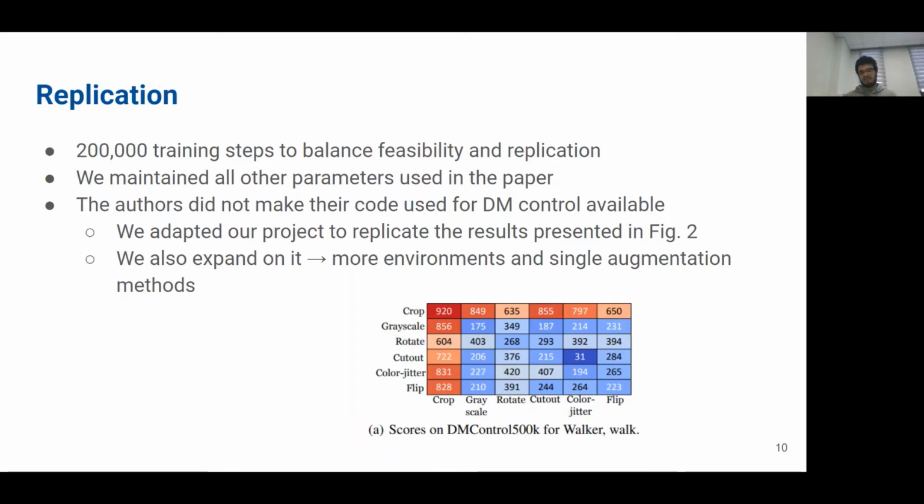In figure 2, they present combinations of 2 augmentations in order to see how much each one of them contributes to the learning of the RL agent. So we decided to expand on this, because they only report results for the walker environment. We are expanding it to 3 other environments, as I mentioned before, so we are using 4. And we are also testing to see how the rewards evolve when we're using only 1 augmentation method, separately.